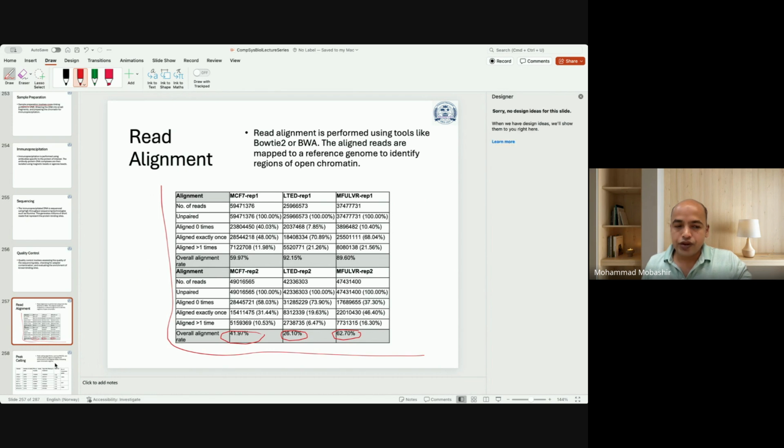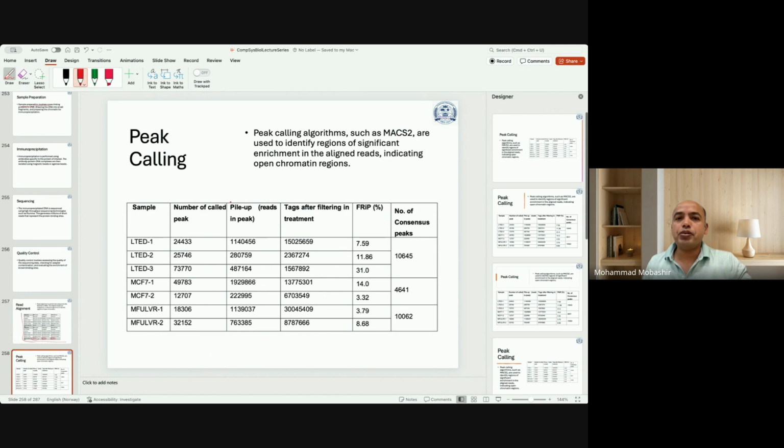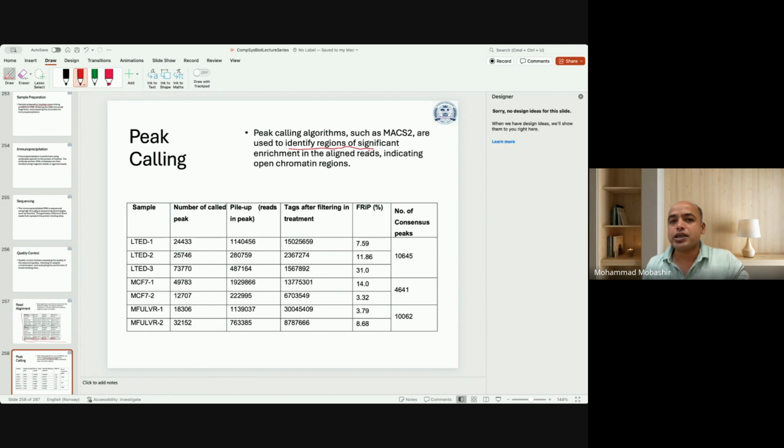Now since we are in ChIP-seq data analysis, peak calling is very important. And peak calling algorithms such as MACS are used to identify the regions of significant enrichment in the aligned reads, indicating open chromatin regions. So for example, if somebody is looking for transcription factor binding sites on the DNA, then they'll call the enrichment region where this particular transcription factor is binding. So higher binding sites for a specific transcription factor means there is higher enrichment, and that is called a peak.